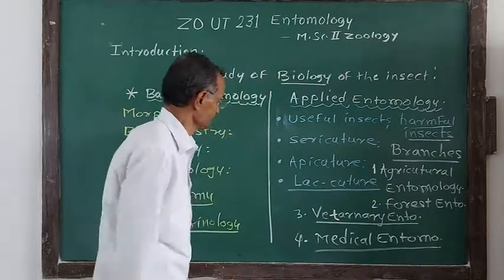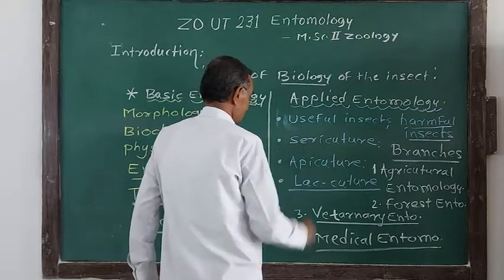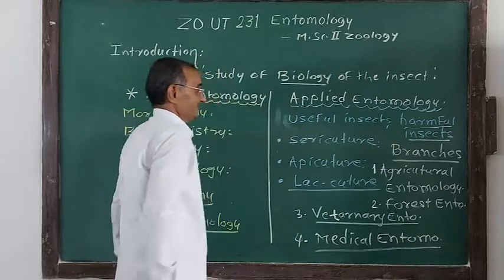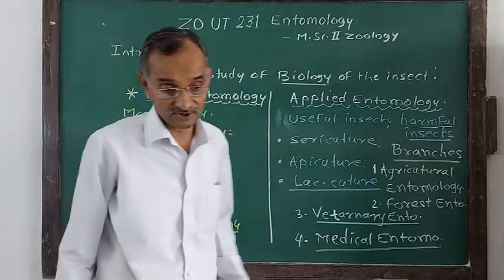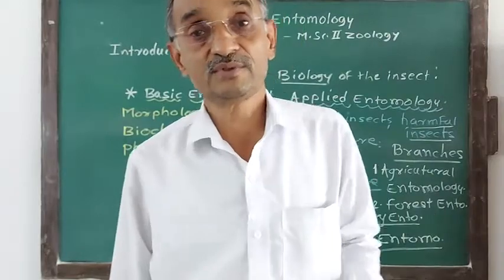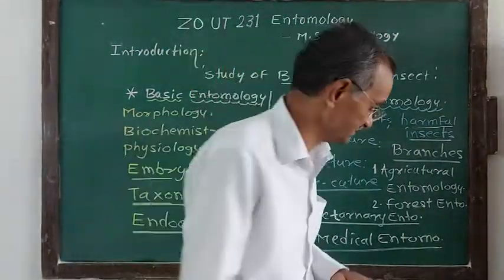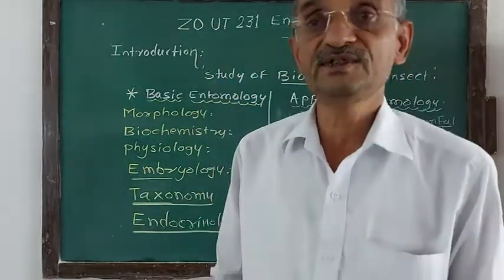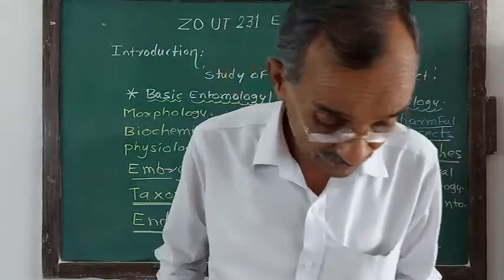These are harmful insects, while these are useful insects. In this way, useful insects like sericulture, apiculture, lac culture. So these are the facets of entomology. Now we are dealing with basic entomology, and this is the introduction of entomology. But apart from this, there are a few things that we should know, which are the role of these insects in the modern biosciences.